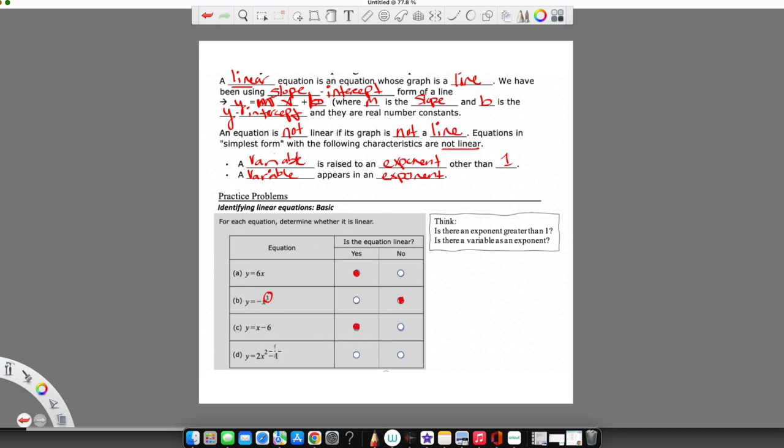Now I have an exponent of 2, so that does not work again. That's too much. I can't have that exponent of 2. That changes it. This would actually have a shape like this, whereas with an exponent of 1 it's a line. A cube is going to have another shape. We don't necessarily get into too many shapes, so I'm not going to go too far down that road. But this is the basic idea of identifying a linear equation.